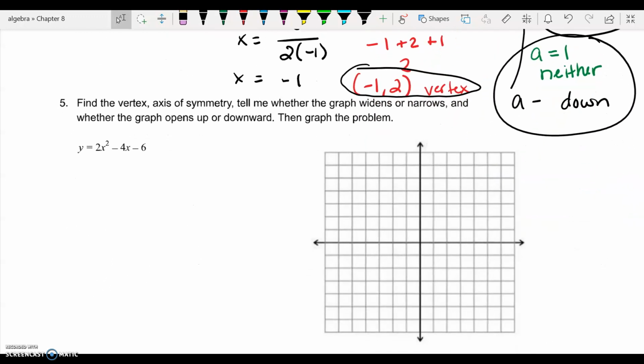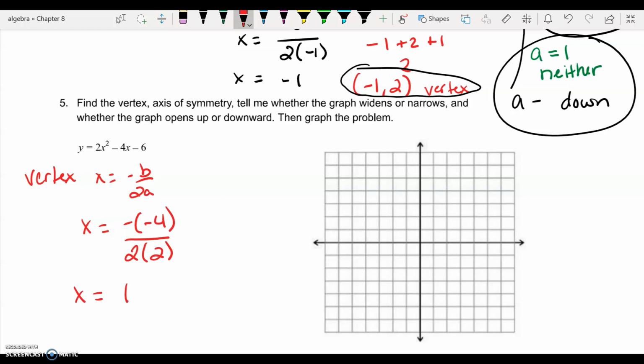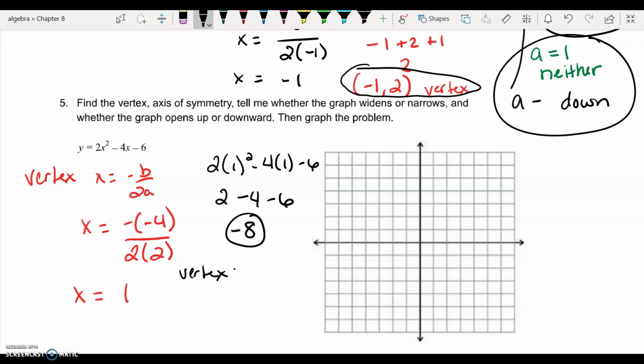Okay, number 5, find the vertex, axis of symmetry, widens, narrows, and then graph it and tell me whether it goes up or down. So first thing we're going to do is find the vertex. x equals negative b over 2a. So x equals 4 over 2 times 2, which would be a positive 1. I'm going to plug that in: 2 times 1 squared minus 4 times 1 minus 6. Should get -8. So my vertex is (1, -8). So I'm going to graph that just down here. We don't have room.